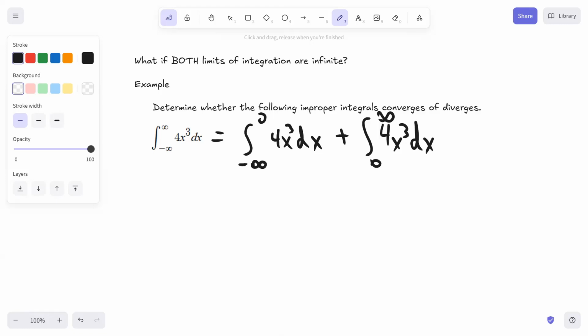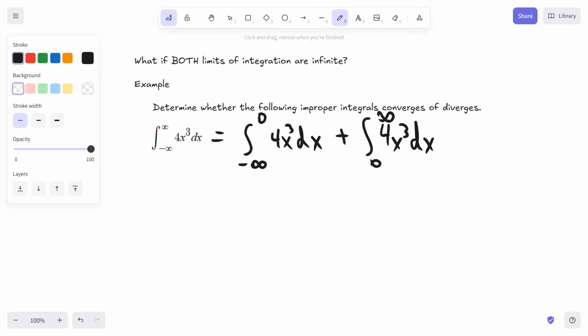Now, the choice of 0 is strategically picked because it's usually easy to plug 0 in for a limit. But you could have used 1, -1, 10, 1,000, as long as the number is part of the domain of the function.